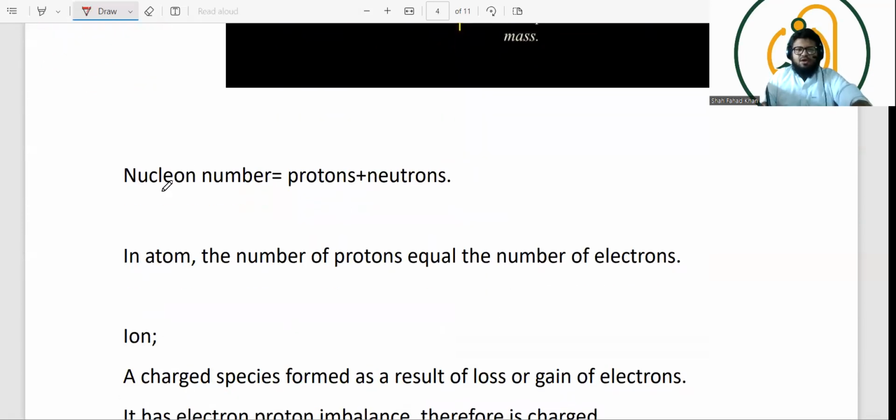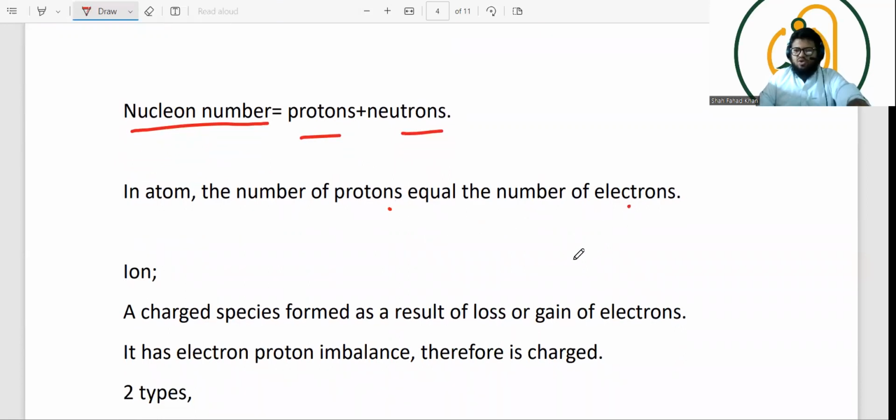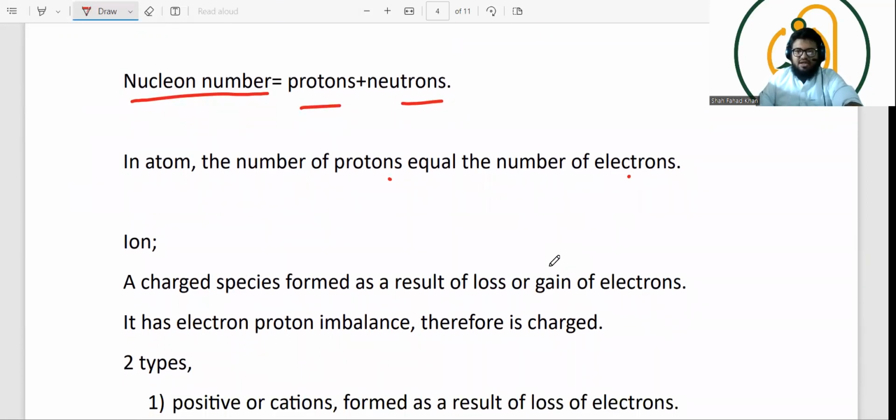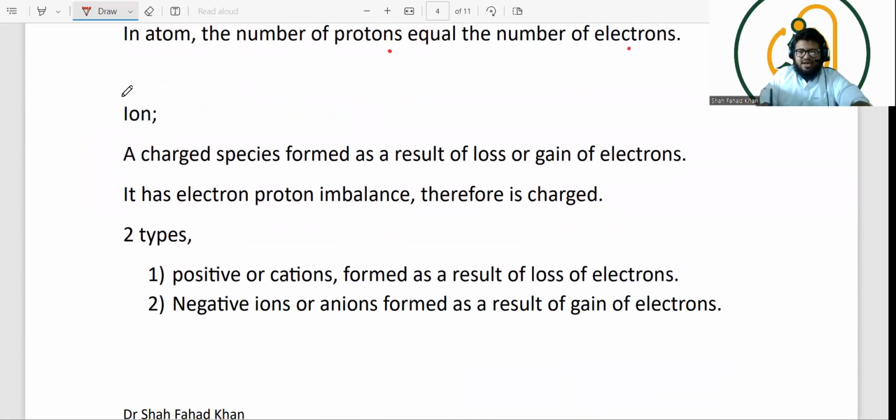Moving on, the nucleon number is the sum of protons and neutrons, as we discussed in our previous lecture as well. In an atom, the protons always equal the electrons because an atom is electrically neutral, and we've discussed that as well. An ion, on the other hand, is a species which has a charge on it. It can either be positive or negative. If it's positively charged, it's called a cation. If it's a negatively charged ion, then it's called an anion.